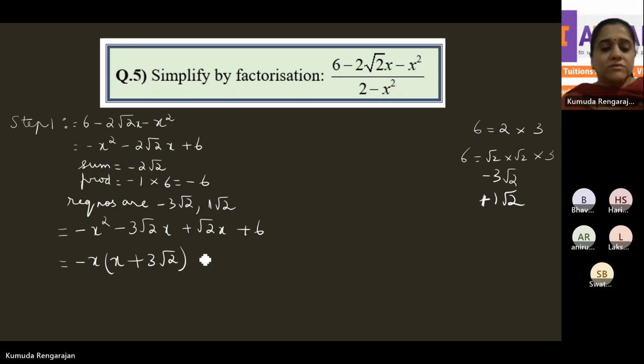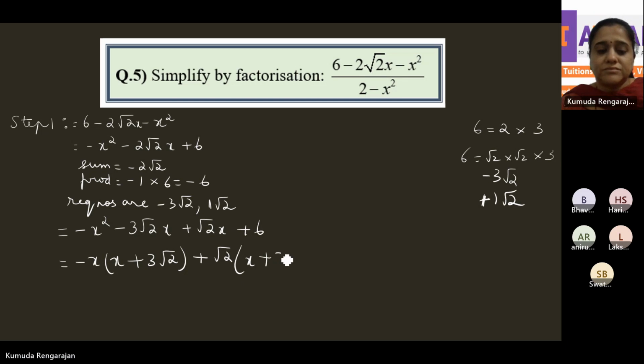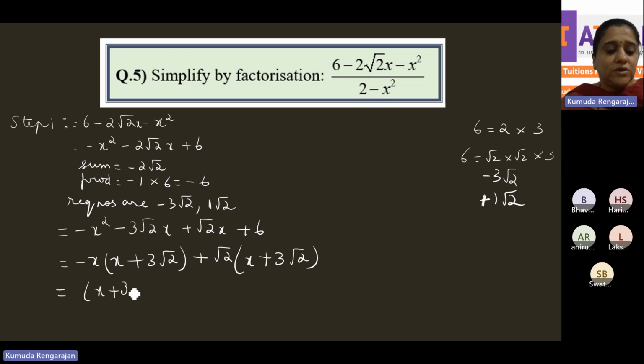Then root 2 is common, because 6 is what? 6 is 3 into 2, and 2 is root 2 into root 2. So 6 is 3 into root 2 into root 2. Root 2 is common. x plus 3 root 2. Very good. Into minus x plus root 2. You can also write it as root 2 minus x. So you can write it as x plus 3 root 2 into root 2 minus x.